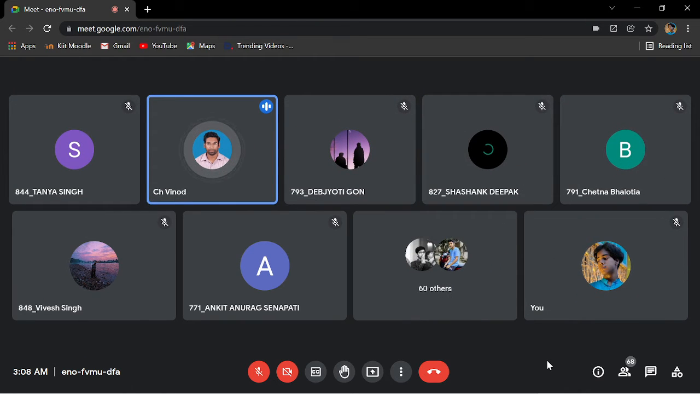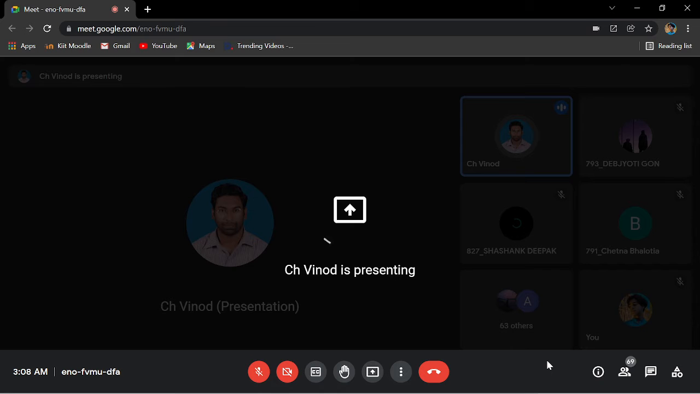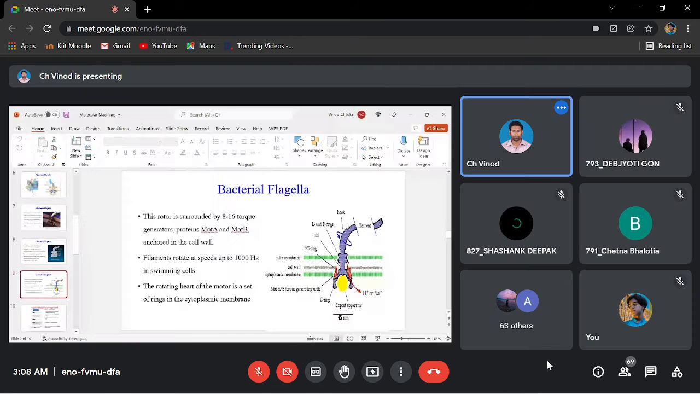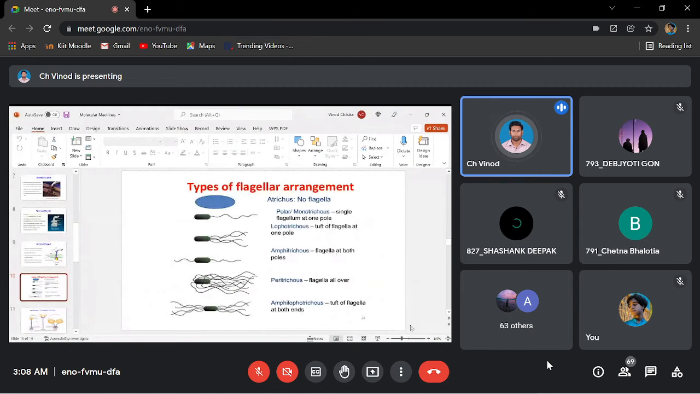Now, coming to the other part, the so-called linear motors. Oh yeah, this we have missed. Sorry. Okay, so coming to the types of bacteria based on the availability of the flagellum, we have 6 different types of bacteria. Number one is atrichous, which means there is no flagella available on this bacteria.